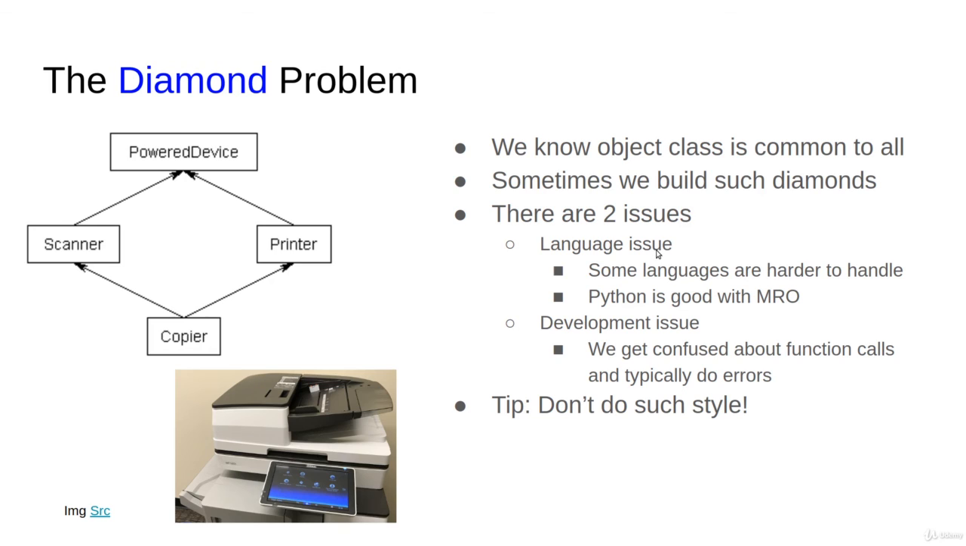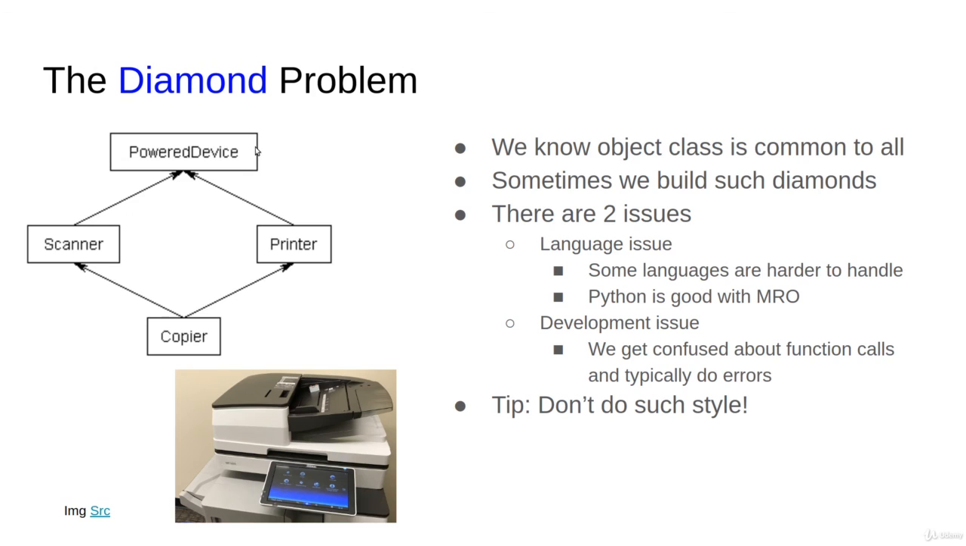In the language perspective, it will depend on the language and how it is going to handle the diamond problem. In something like C++, it might be problematic. In Python, this isn't going to cause a problem because we have the MRO. So the MRO is going to say copier first, scanner, I think power device first. No, printer first, then power device. Remember, child is always before parent.